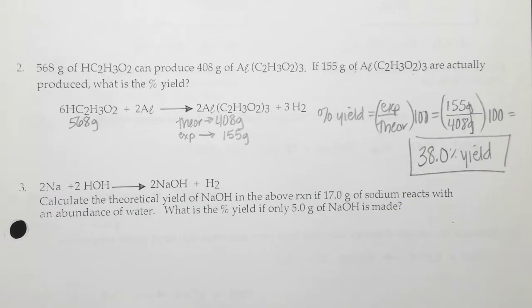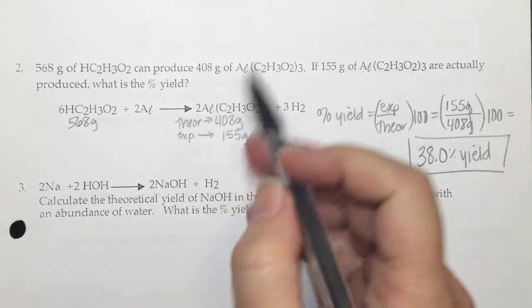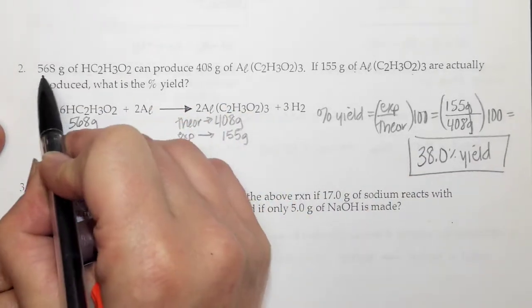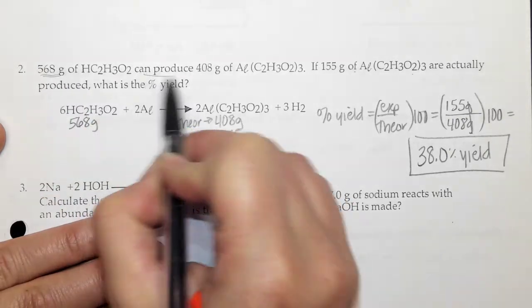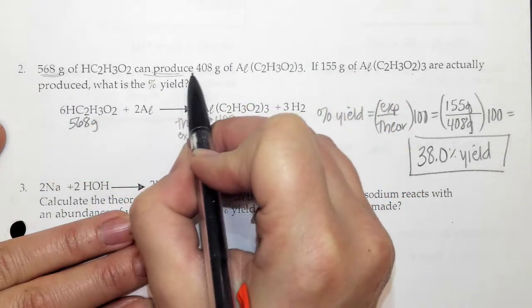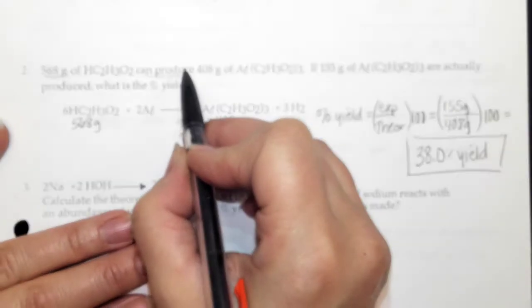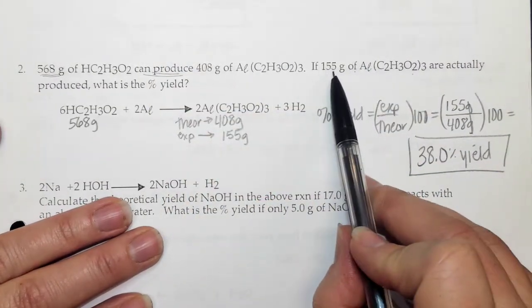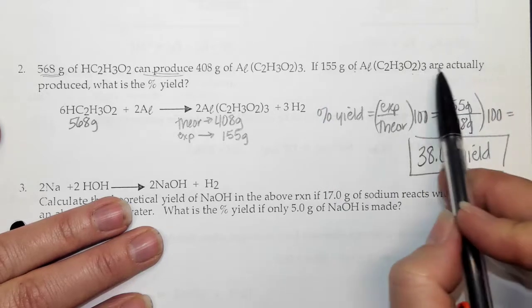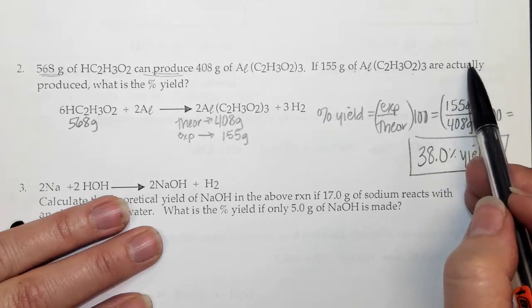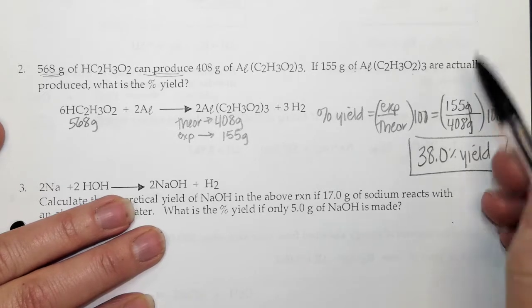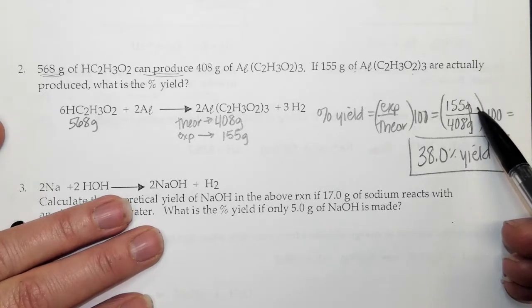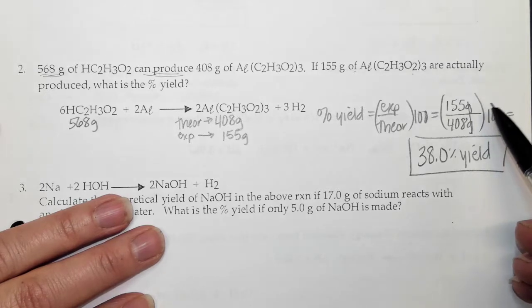So how do you tell which one is the theoretical and which one is the experimental? When I read the problem, I saw that they gave me a value of a reactant and told me that it can produce. So this "can produce" told me that this was my theoretical value from my train tracks. So whatever number comes after "can produce" is the theoretical? Right. And then it told me that if 155 grams is actually made, this "actually made" told me that came from an experiment. So questions 1 and 2 are this type of problem where you just need to practice reading the problem and identifying what the numbers mean.